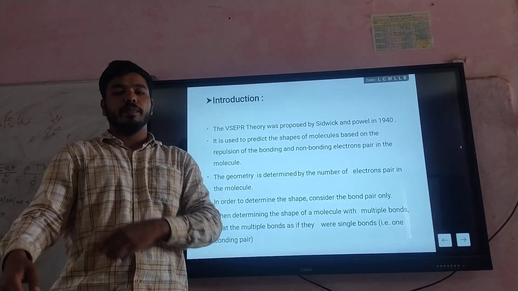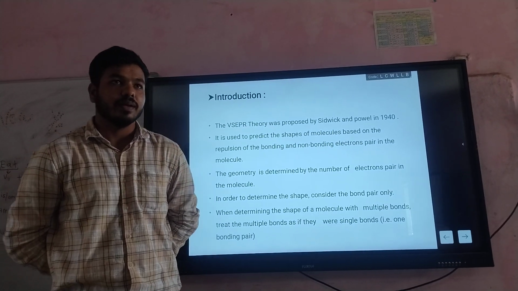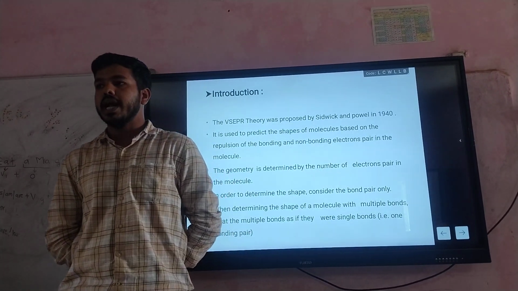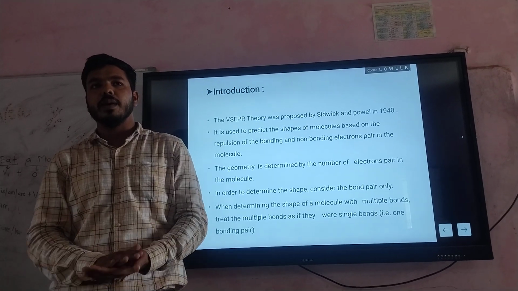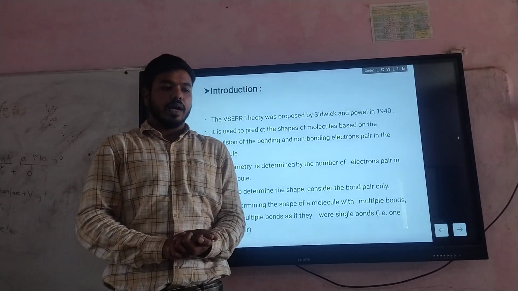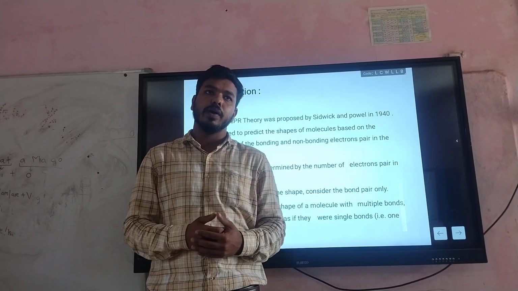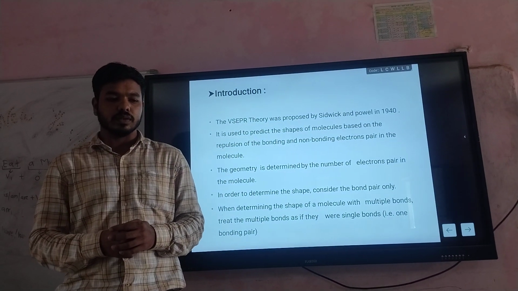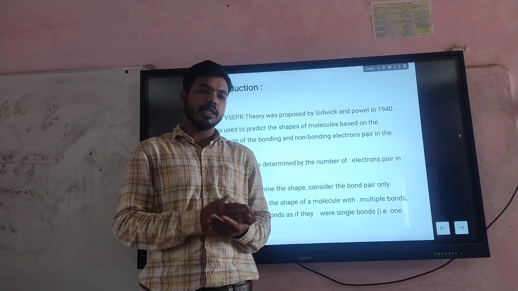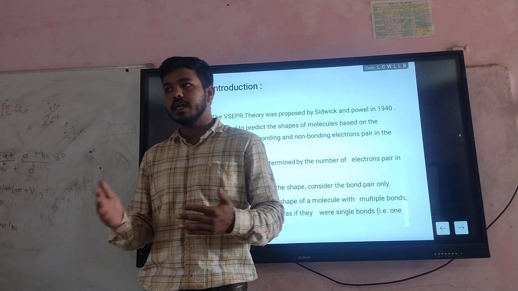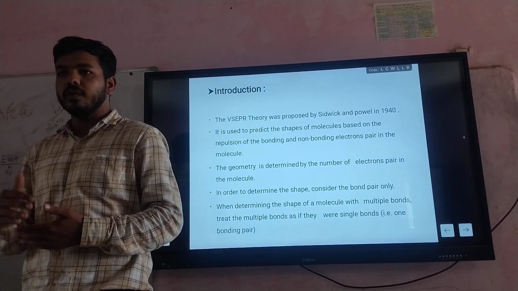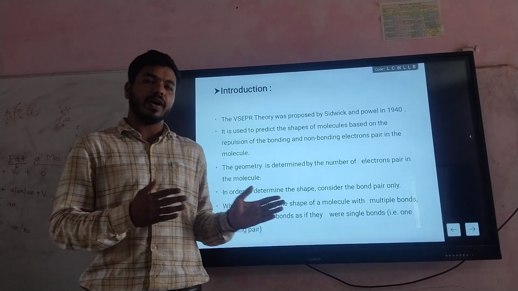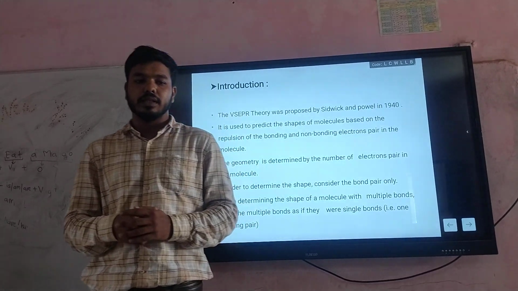In order to explain the shape of a molecule, a simple qualitative theory was proposed by Sidgwick and Powell in the year 1947, and this theory was modified by Gillespie in the year 1957. Generally, the VSEPR theory is based on the interaction of electrons on the valence shell of the central atom, and so the name is valence shell electron pair repulsion theory.